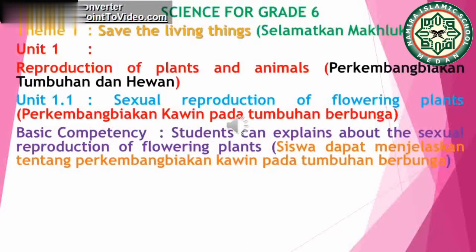Basic competence: students can explain about the sexual reproduction of flowering plants. Siswa dapat menjelaskan tentang perkembangbiakan kawin pada tumbuhan berbunga.